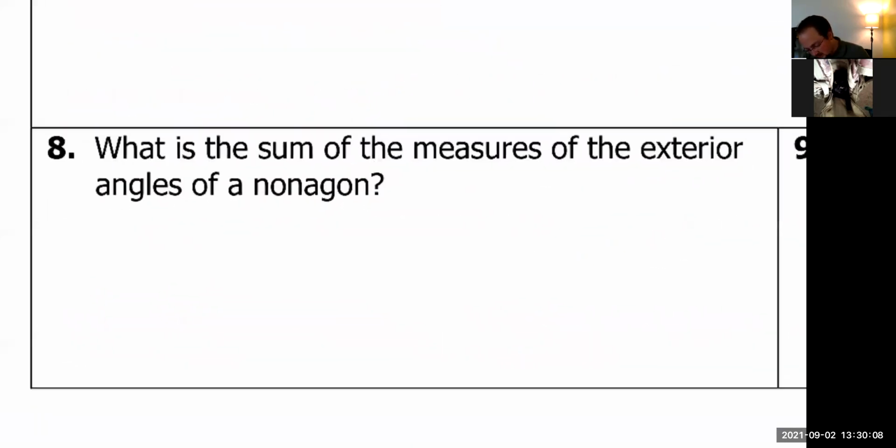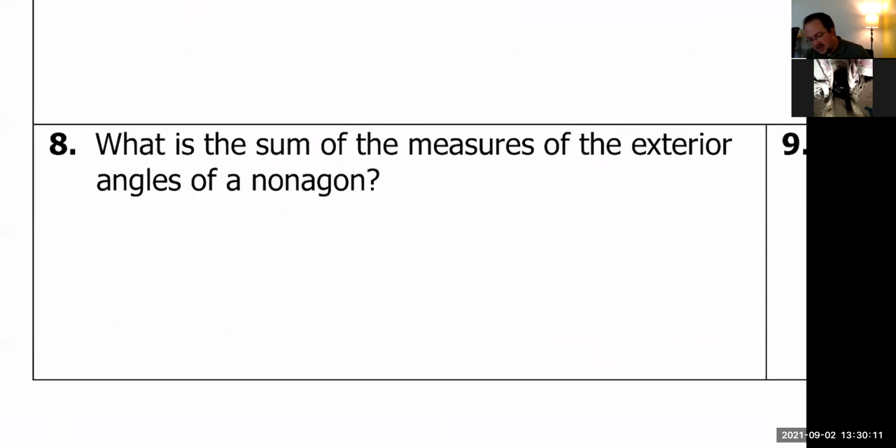Number 8, what is the sum of the measures of the exterior angles of a nonagon? 300. I think I heard it. There's the right sides. It does have 9 sides, but we're getting ahead of ourselves.